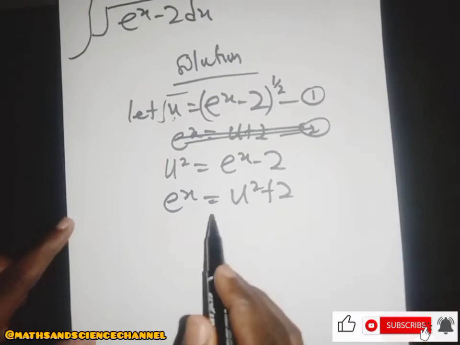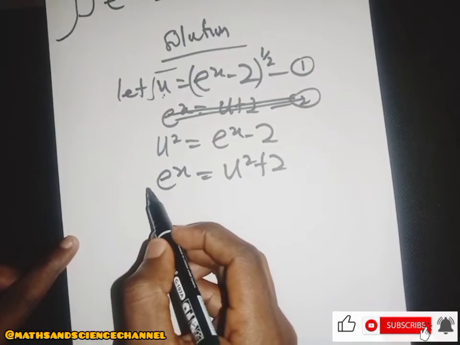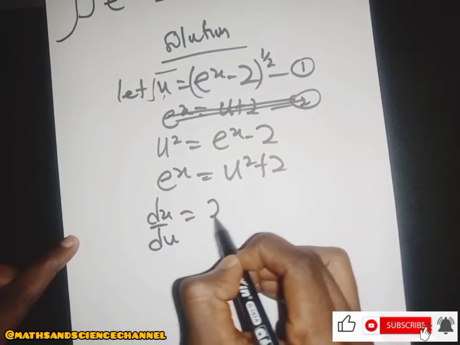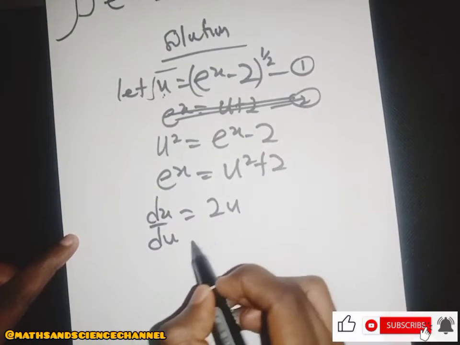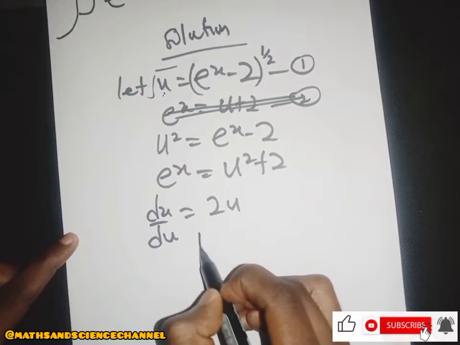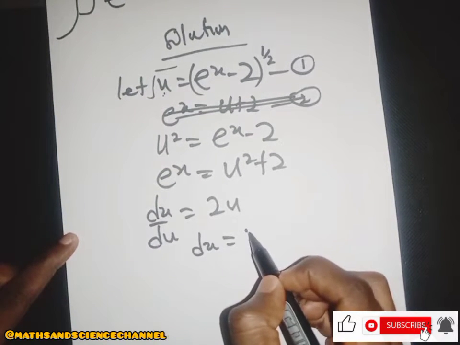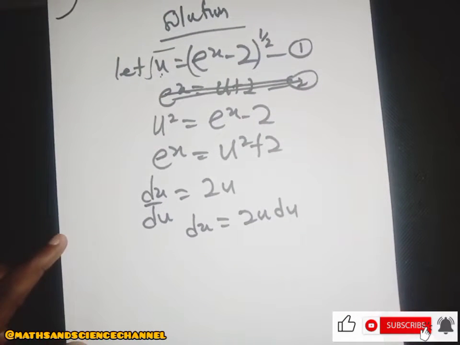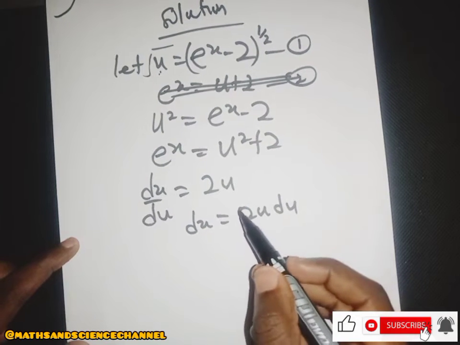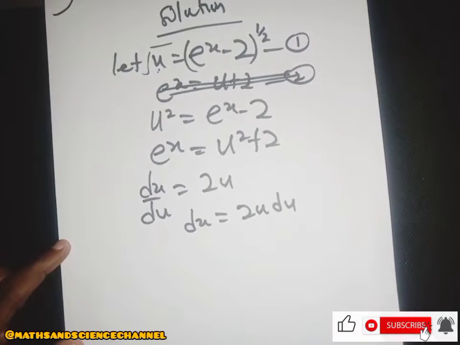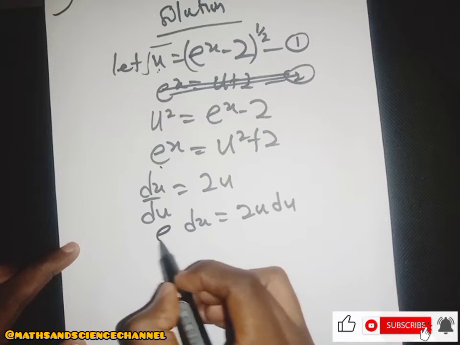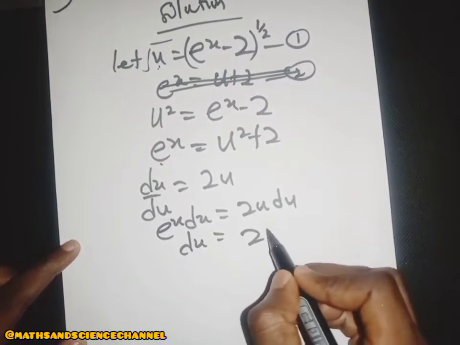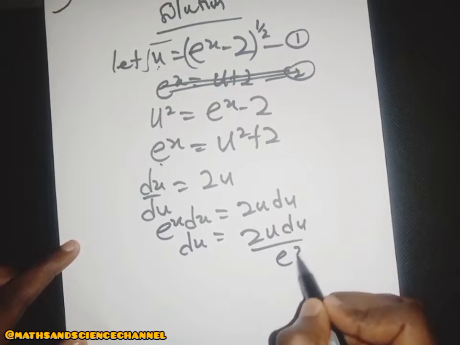So you can have something like this, and then from here what we'll do is differentiate s with respect to u, right? So we have 2u here, and therefore our dx here will be equal to 2u du over u squared plus 2. It will be 2u du, and then what is left is the e to the power x in this case.